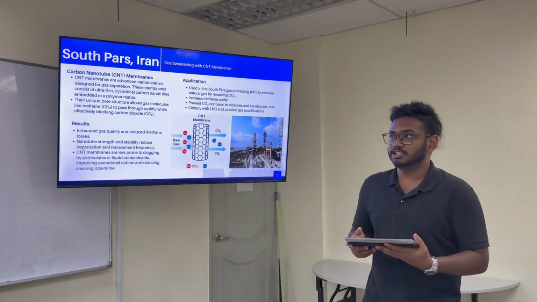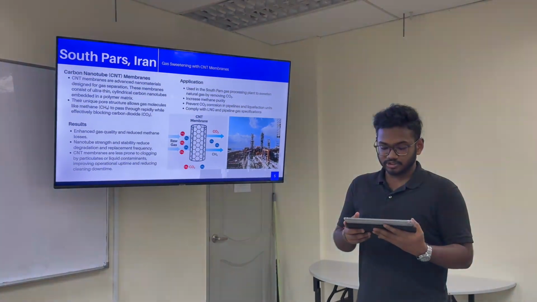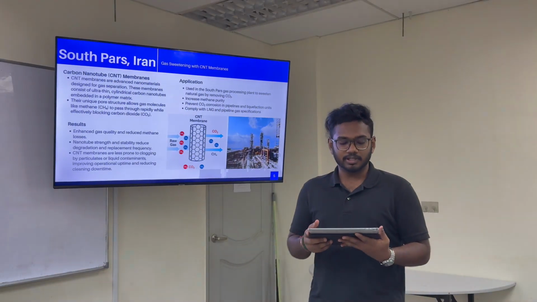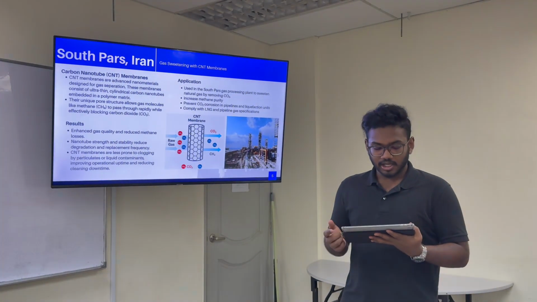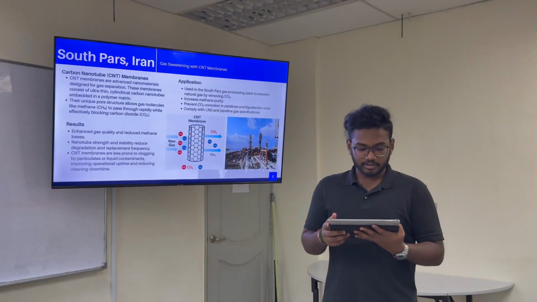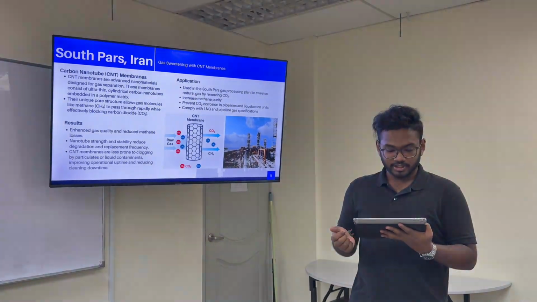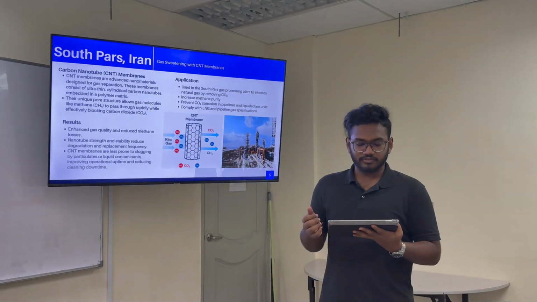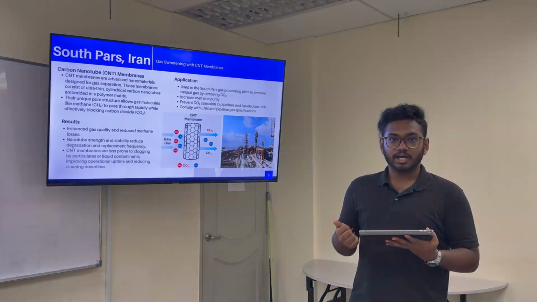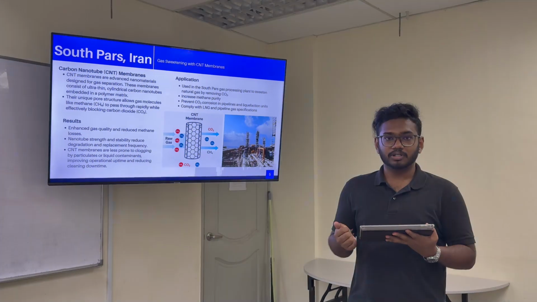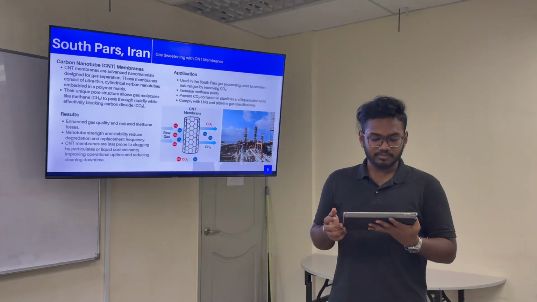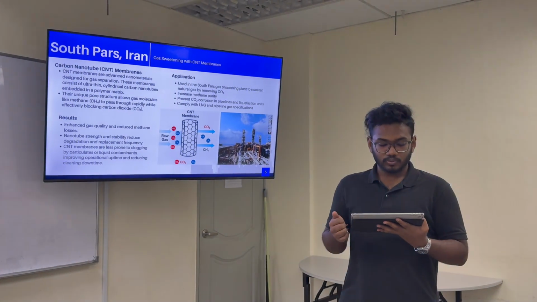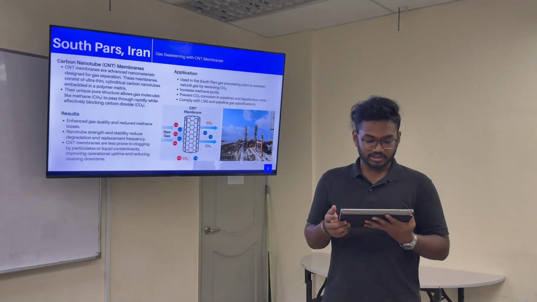The first case study is in South Pars, Iran, where they use gas sweetening with CNT membrane. Carbon nanotube membranes, also known as CNT, are advanced materials designed for gas separation. These membranes consist of ultra-thin cylindrical carbon nanotubes embedded in a polymeric matrix. Their unique pore structure allows gas molecules like methane to pass through rapidly while effectively blocking carbon dioxide.